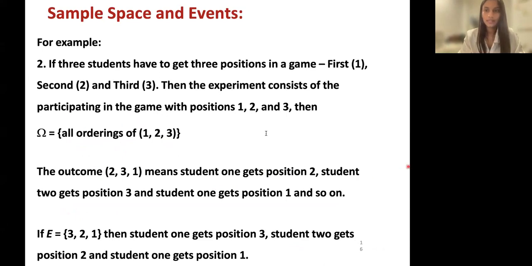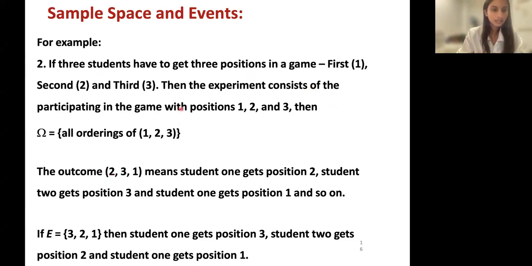There's also another example. Let's say there are 3 students who have got 3 positions in the game. If 3 students have to get 3 positions in a game, like first, second, and third position, then the sample space would be all possible orders of these. Student number 1 can come first place or second or third. Student 2 can come first, second, or third. Student 3 also can come first, second, third.